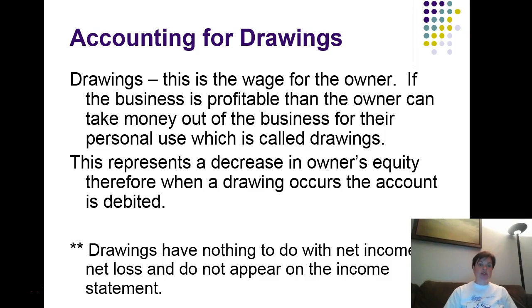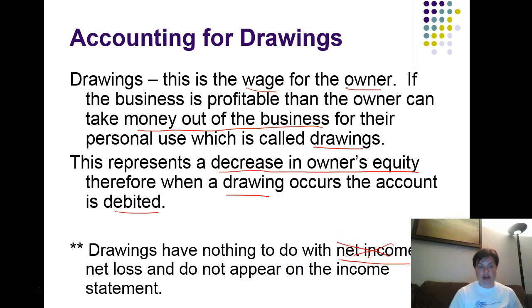And then finally, drawings. Like I said before, drawings is the wage for the owner. If the business is profitable, the owner can take money out of the business for their own personal use, which is called drawings. When the owner takes money out of the business, this represents a decrease in owner's equity. And we know that a decrease in owner's equity is a debit to owner's equity. Therefore, drawings is going to have a debit entry. Drawings has nothing to do with net income. We're going to learn about an income statement here, and it does not have anything to do with net income, so it's not seen there. Drawings is found on the balance sheet. We're going to see this account on the balance sheet shortly, later on in chapter 5.